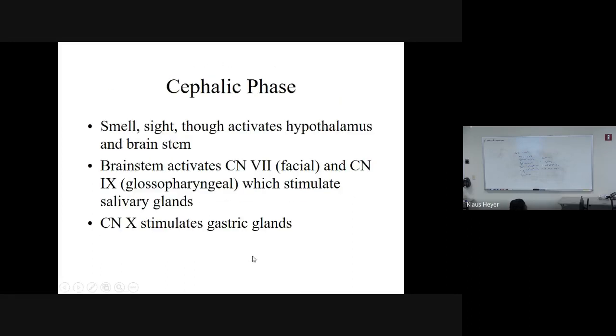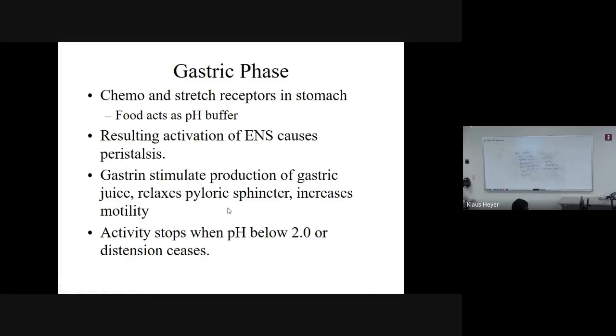Oh, did I even talk about any of this? All right, that's the cephalic phase, right? It's all about you thinking about it. Gastric phase. Now that you've eaten the food and the food goes into the stomach.